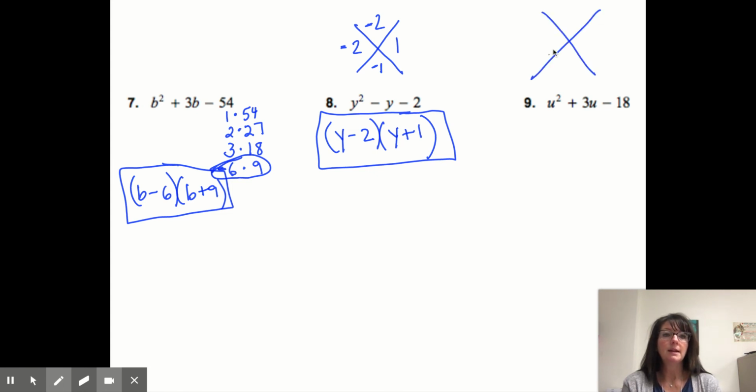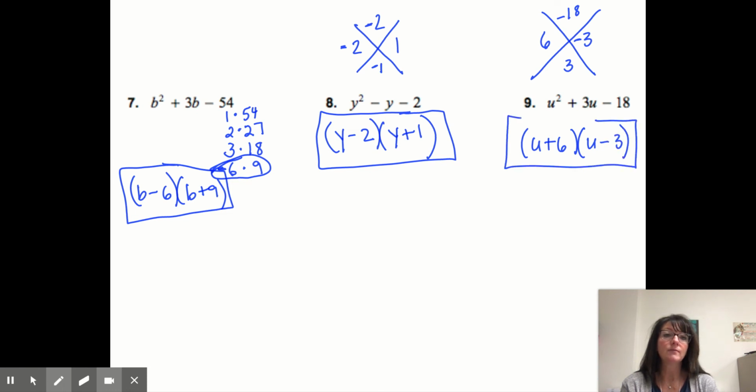So if I make my little x, I have my negative 18 here and a positive 3 here, and I'm looking for two factors. 6 and 3 are factors of 18 that have a difference of 3. So 6 and 3. Now, one of them has to be negative in order for the product to be negative. Since this is positive, the highest absolute value has to be positive. So that gives me a negative right here. So u plus 6 times u minus 3 would be my two factors that I would want to use. Okay, positive 6 and a negative 3.